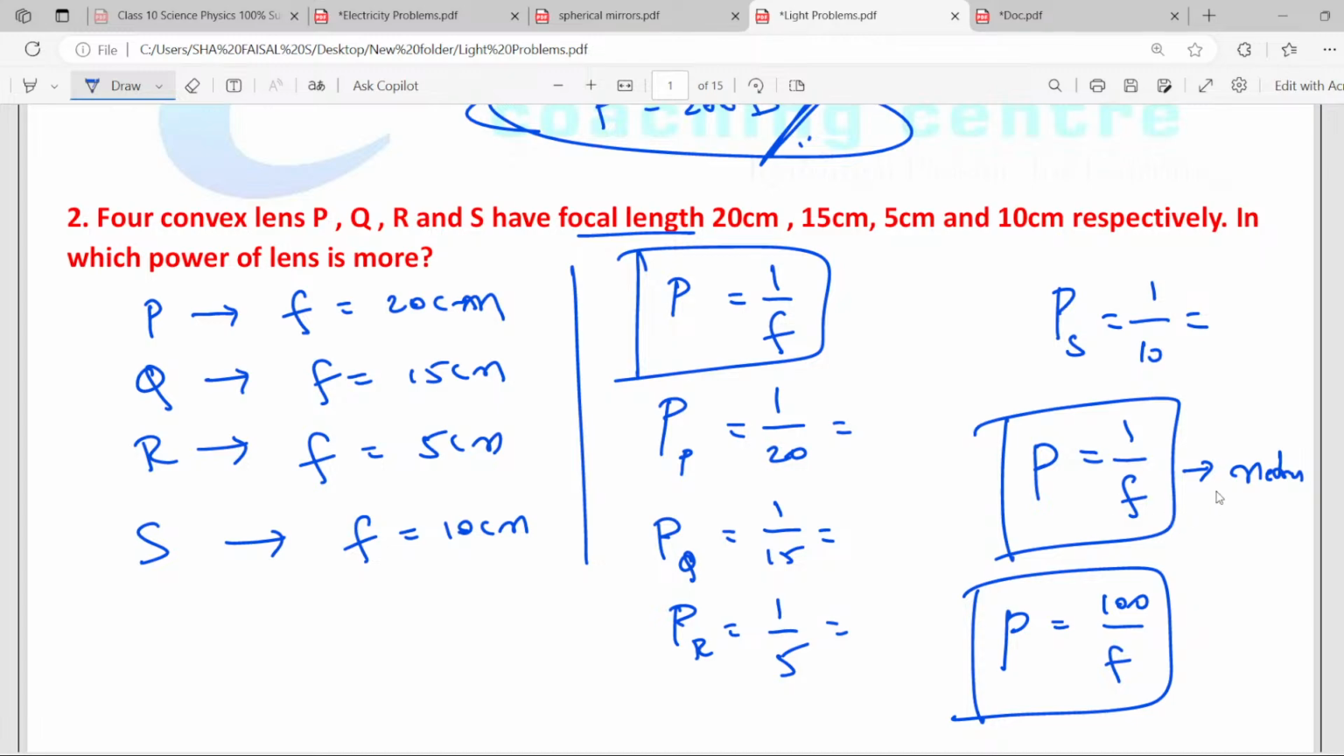When the focal length is given in meters, use 1 by F. If focal length is given in centimeters, C means 100 meters, so we use 100 by F. This is a small change which I just wanted to ensure. If it is in meters, use 1 by F. If it is in centimeters, use 100 by F. I just want you people to do it.